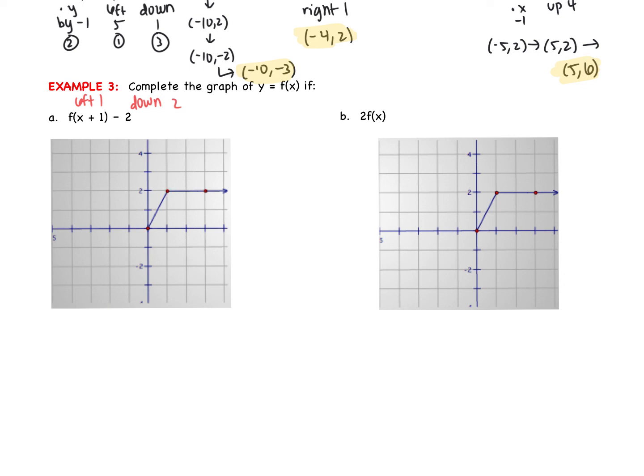So if I take the first point and I move it left 1 and down 2, that's right here. And then if I choose this point right here and I move it left 1 and down 2, that will give me the origin. Last point, if I move it left 1, down 2, will give me that. And lastly, you need to connect the points.